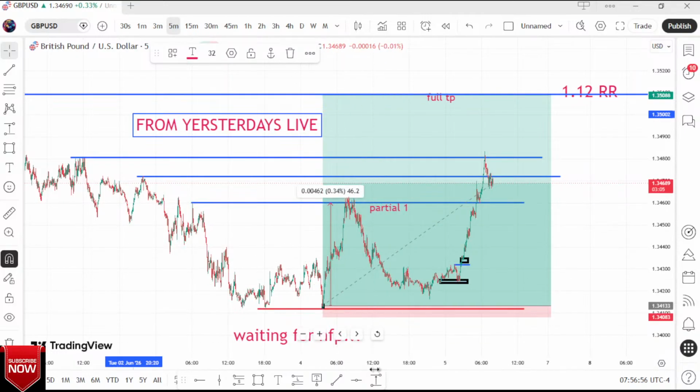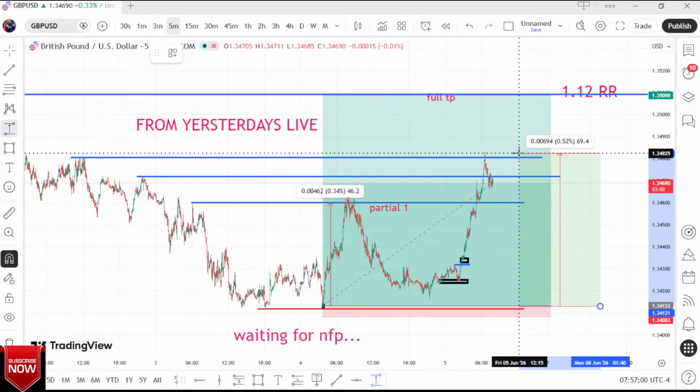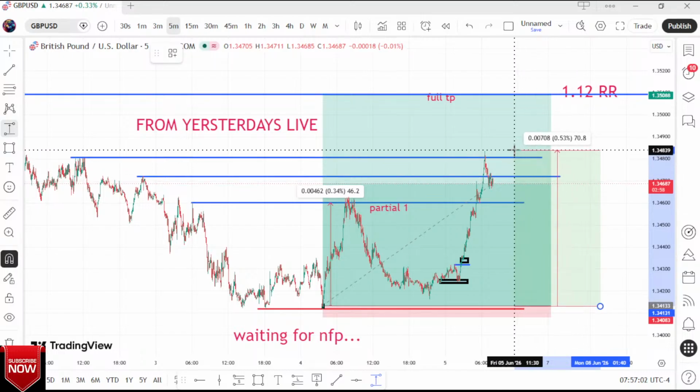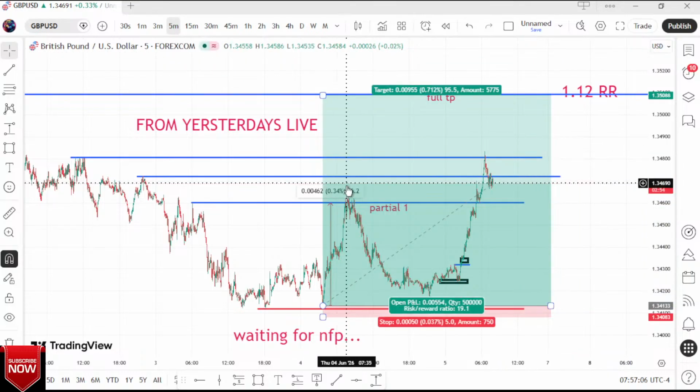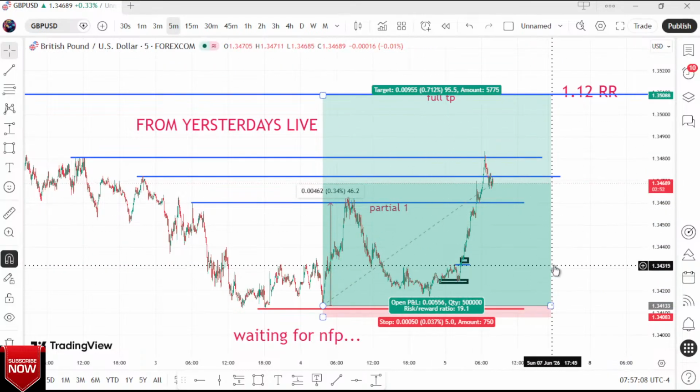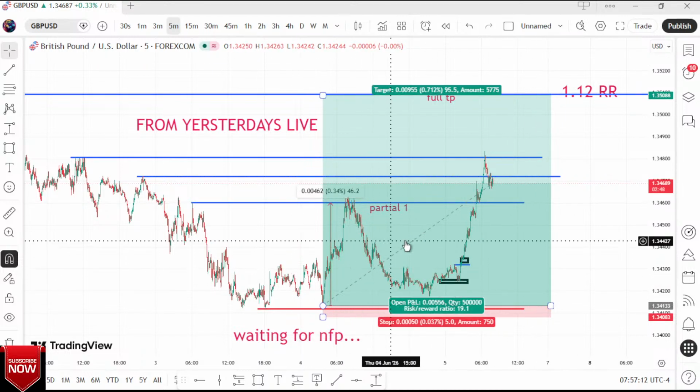This price is actually more than 70 pips now. 70 pips since yesterday, calling it accurately. You see, and we're risking 5 pips. Who does that?